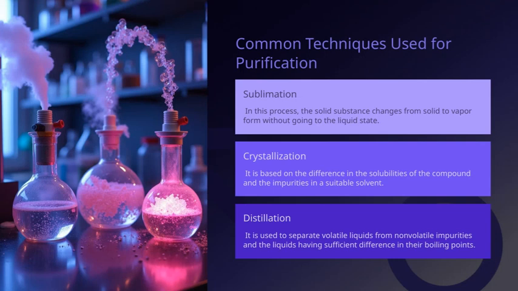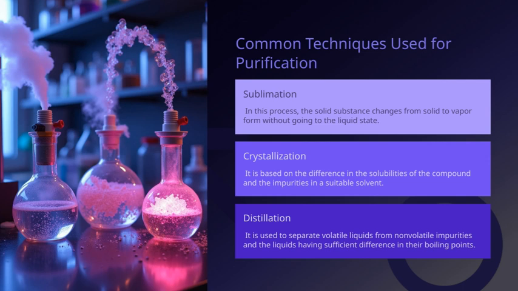Now, let's look at some common techniques used for purification. First, distillation. This method is primarily used to separate volatile liquids from non-volatile impurities, especially when the liquids have sufficiently different boiling points. It works because each component boils at a specific temperature, allowing us to separate them based on their boiling characteristics. Next, we have crystallization.